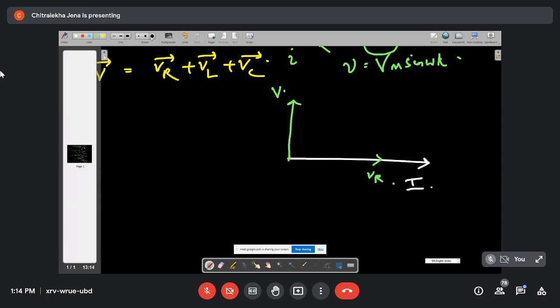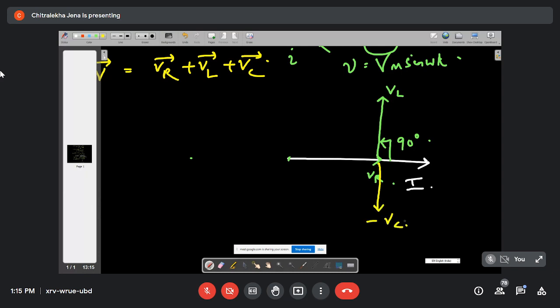Just wait. What will be the voltage across the capacitor? Tell me. Here, I will draw it so that it will be easy for me. Voltage across the inductor is leading the current by an angle of how much degrees? 90 degrees. And voltage across the capacitor will lag the current by an angle of 90 degrees.